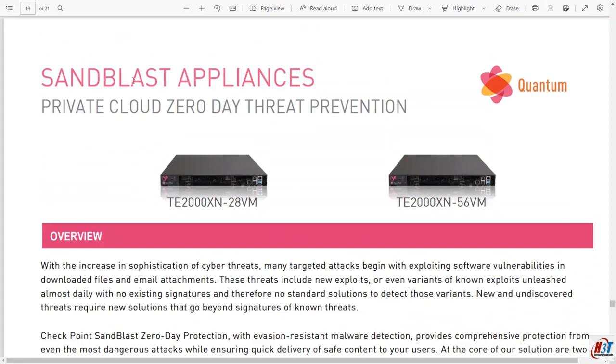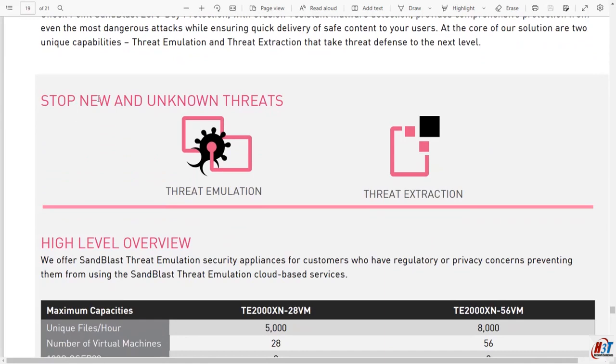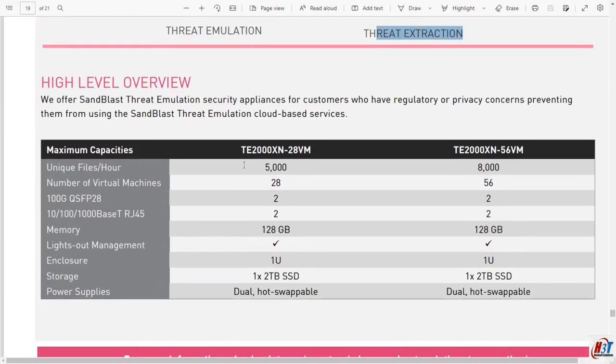Now moving on to the Sandblast appliance, you can have private cloud and zero-day threat prevention taken care of by these Sandblast appliances. This will basically stop new and unknown threats. Threat emulation and threat extraction is what we call it. You have seen this in the slides above. Now these two are the models, TE 2000XN 28VM, and this is TE 2000XN 56VM.